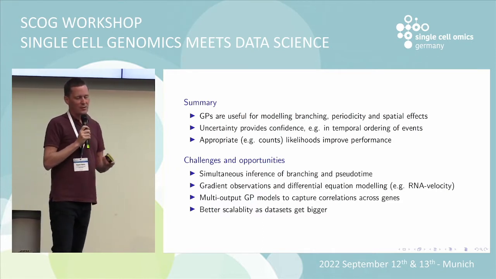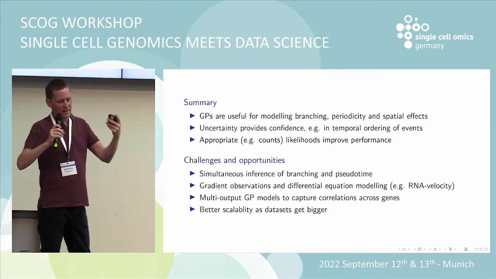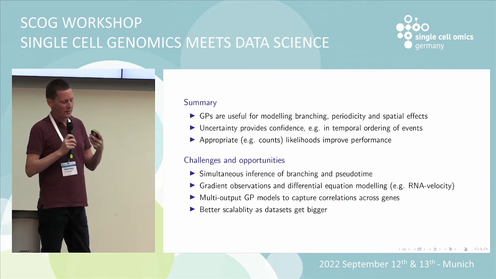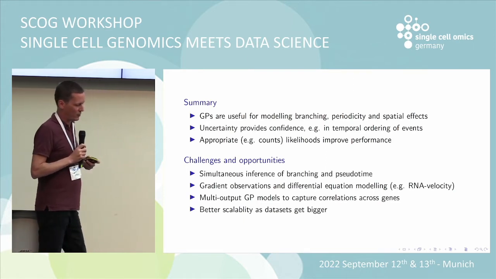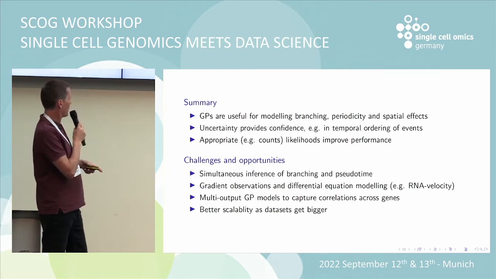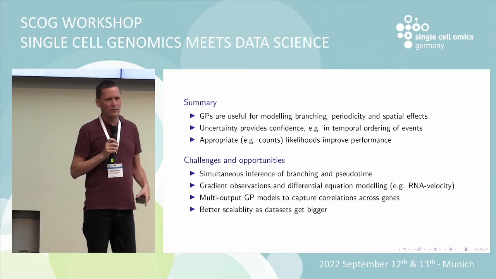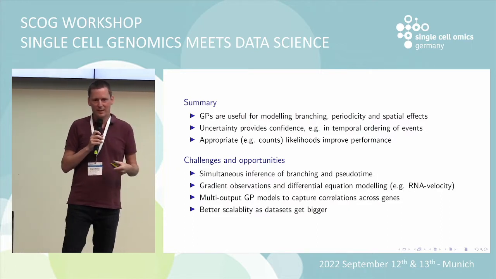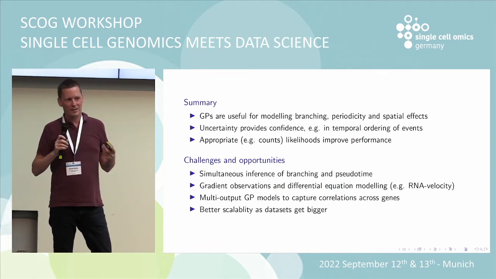And you can also use things called latent force models, which take into account differential equation modeling within the data. Again, RNA velocity might be a good example of that. As I said, multi-output GP models to capture correlations across genes. And I think scalability can always improve. Some of the methods, admittedly, are a bit slow, and I think that probably limits the uptake among practitioners. So we still have to work on that.